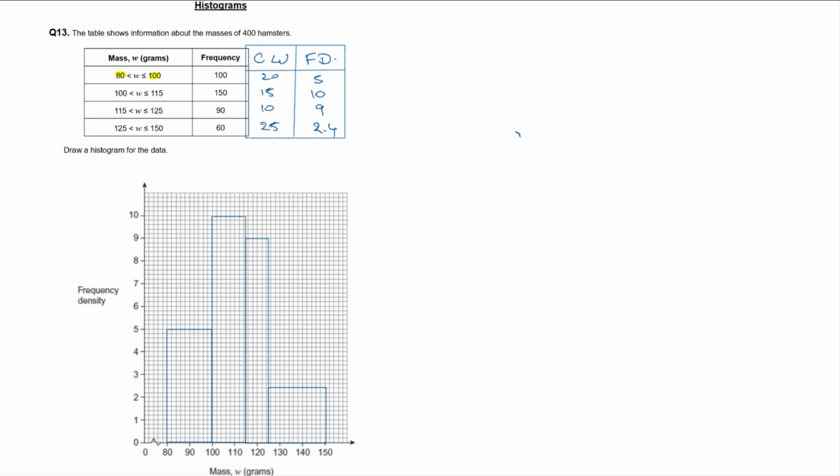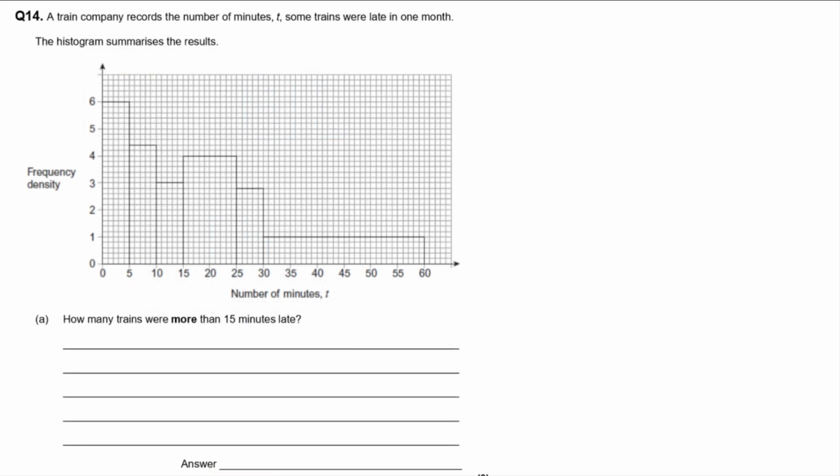It's looking good. Question 14, a train company records the number of minutes T some trains were late in 1 month. The histogram summarizes the results. Okay, so we've got frequency density up the side and number of minutes along the bottom. How many trains were more than 15 minutes late?